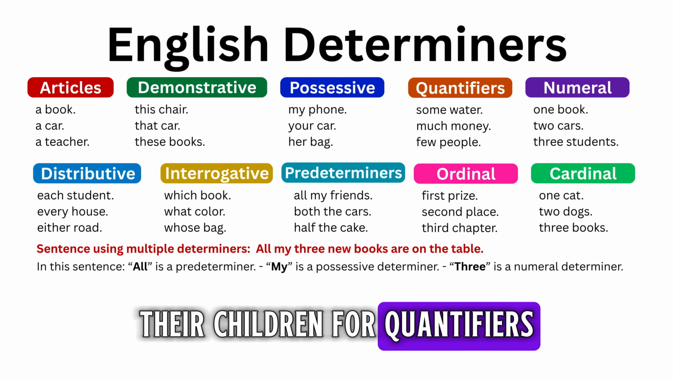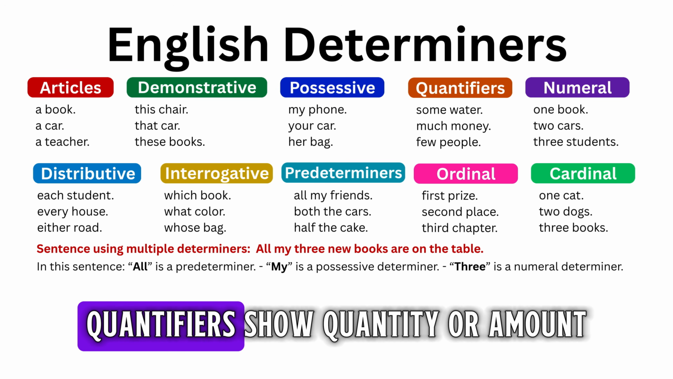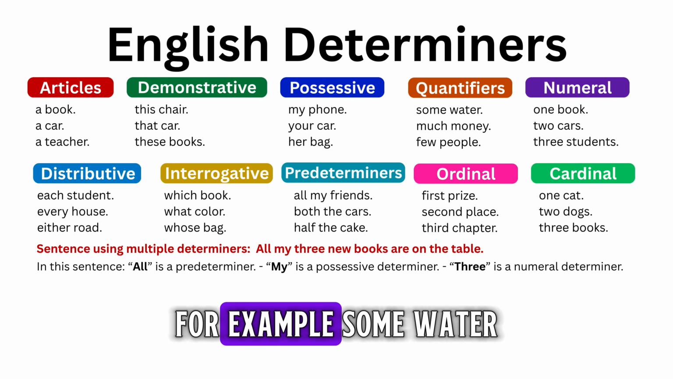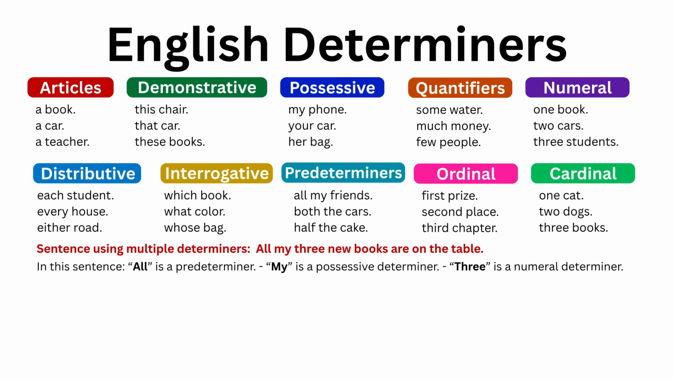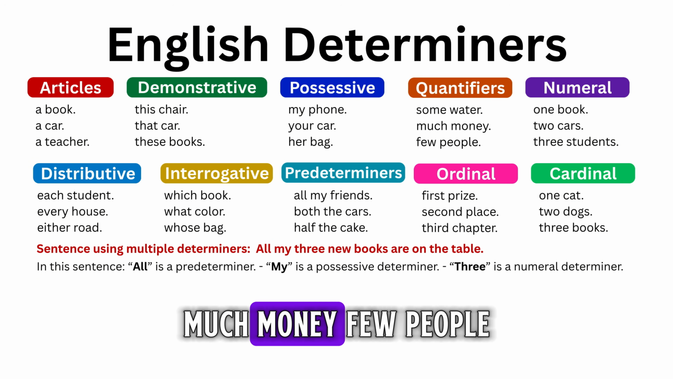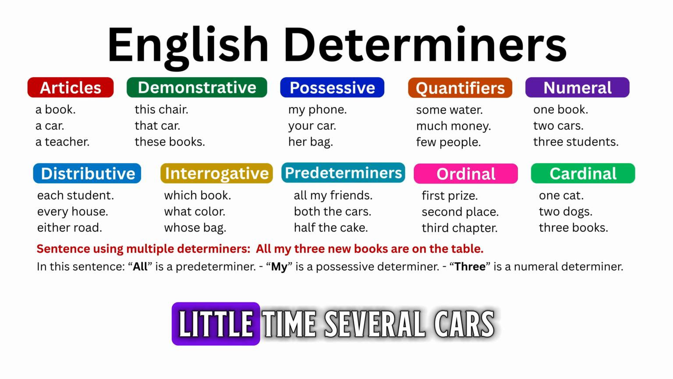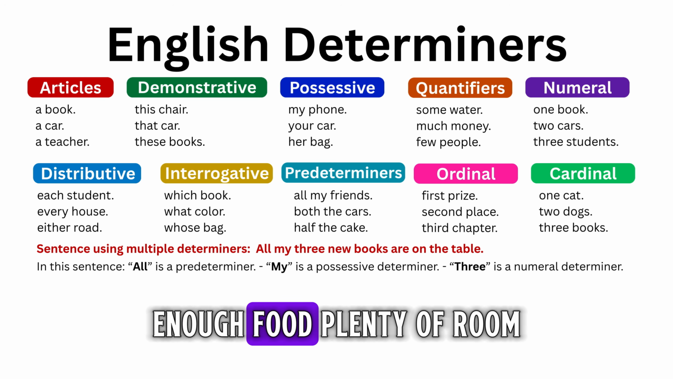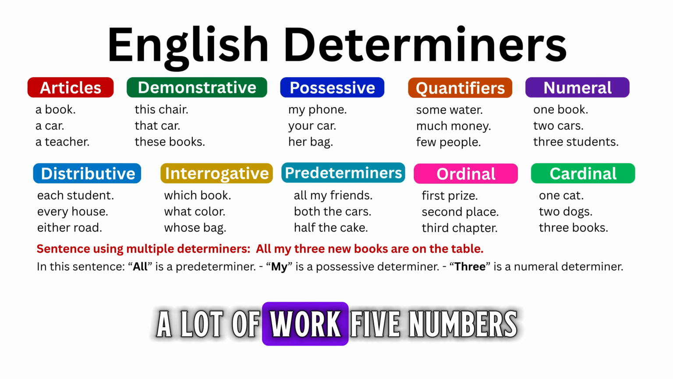4. Quantifiers. Quantifiers show quantity or amount. For example, some water, some books, many students, much money, few people, little time, several cars, enough food, plenty of room, a lot of work.